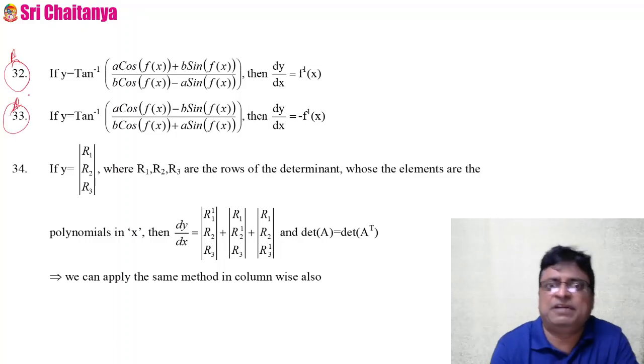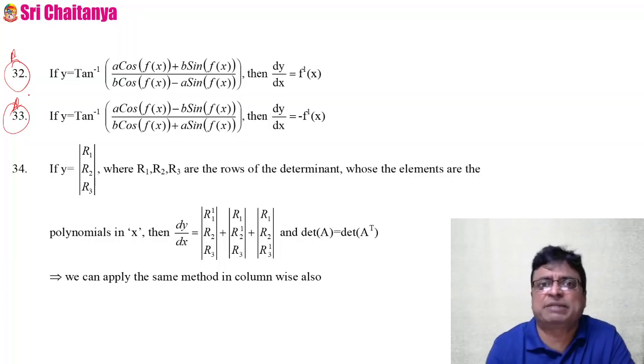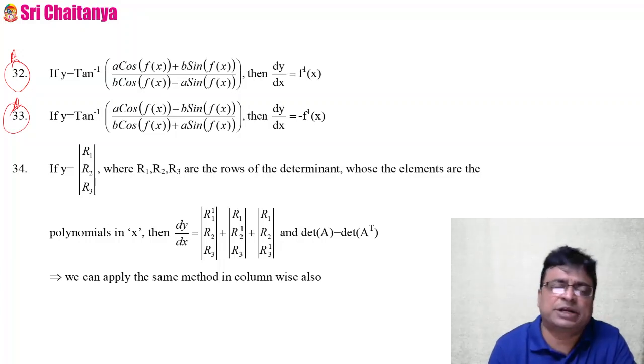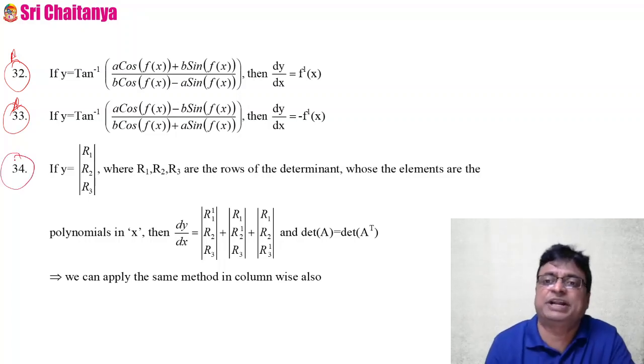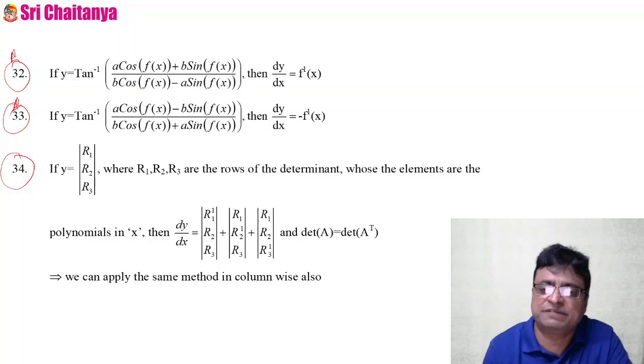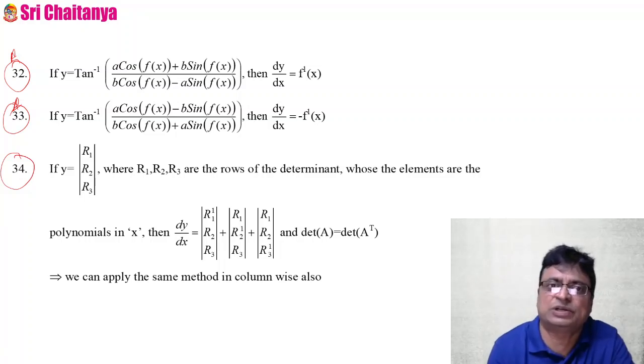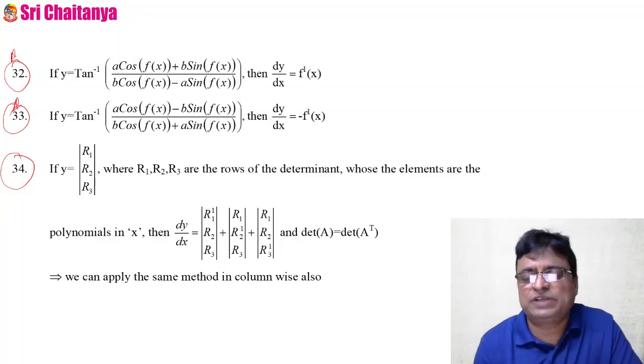32, 33 are very, very important. They are just similar only. But 32 and 34 are useful while solving problems in determinants. Applications of differentiation with respect to determinants are useful. So here please don't get any confusion.